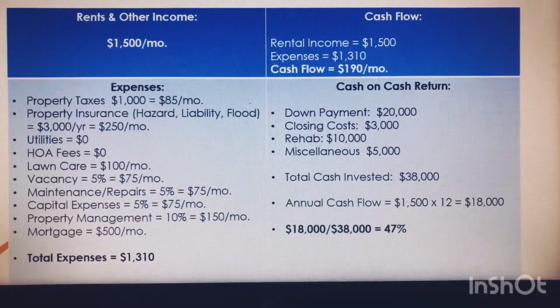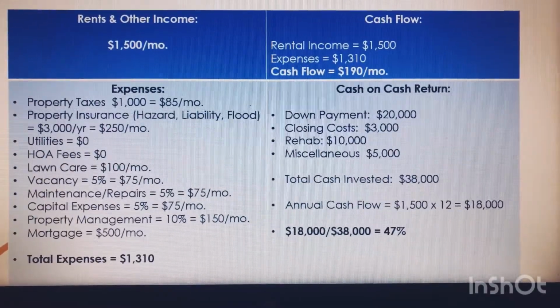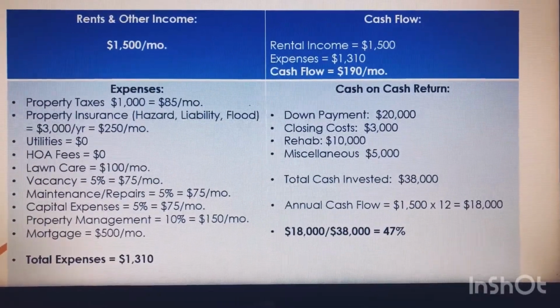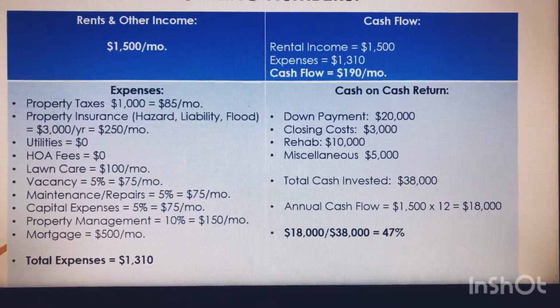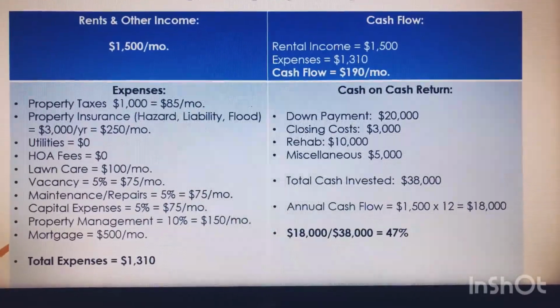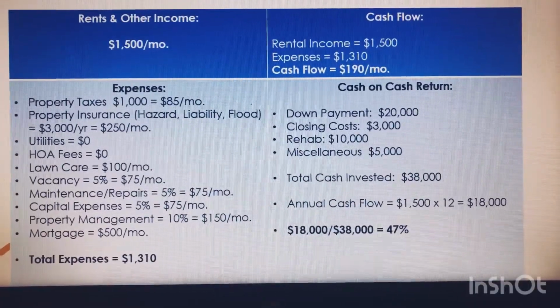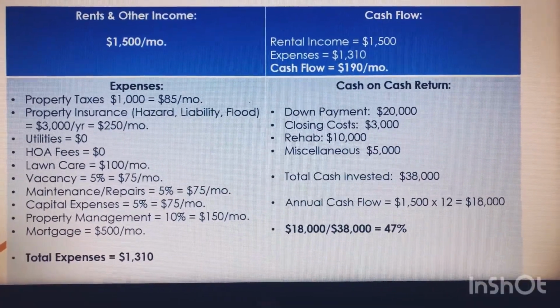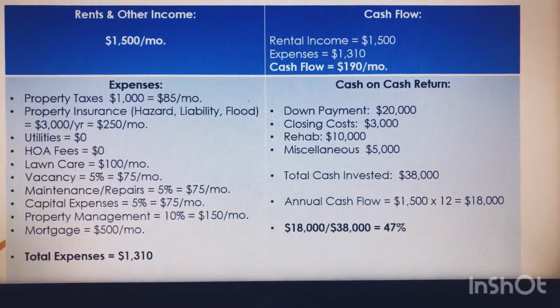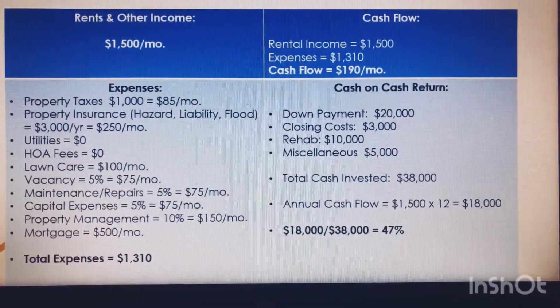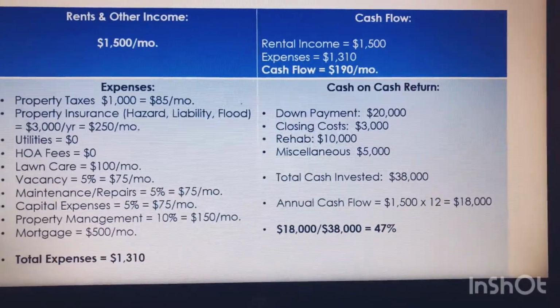And again, that's 10% of the rent. So every month, that would be $150 based off of $1,500 rent. And then lastly, your mortgage payments, right? To keep the math simple, I just assumed our mortgage payments are $500 a month on this particular property. And so when you add up all those expenses, our total expenses on this property are $1,310.